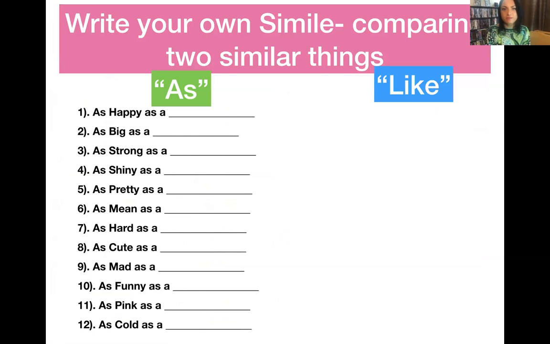So let's do a couple of these. What could you be as happy as? What is something that you put? Some common ones. Happy as a clam. Big as a house. Let's see. As strong as an ox. I'll give you the ones I know. As shiny as a diamond. That's a good one. Okay. As pretty as a flower.